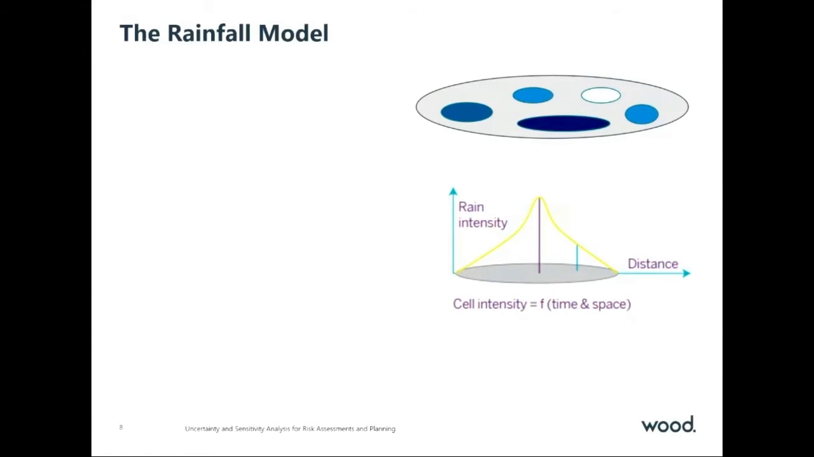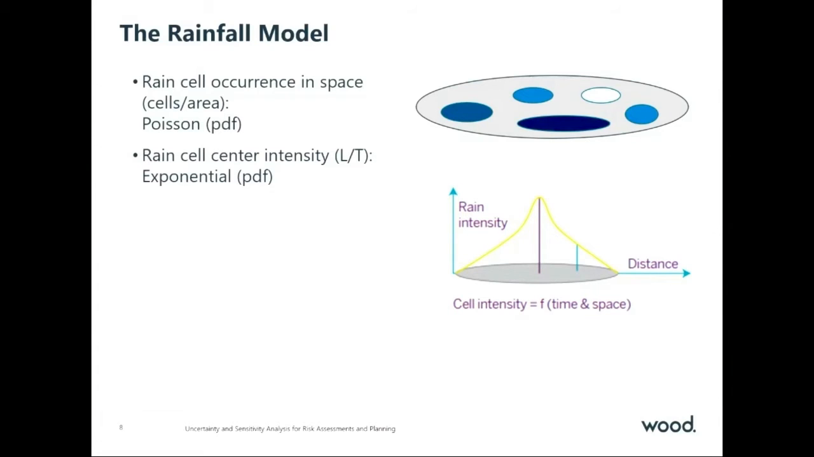If I look at the rainfall model here, I'm going to use three variables. One of them is how many cells are in the area. The second one is the intensity of the rain cell. Every cell has this shape, so what you see is the maximum intensity. The cell intensity is a function of time and space. The third variable is the diameter, the extent of every cell. These three variables I'm going to use to model the rainfall component of the rainfall runoff model.